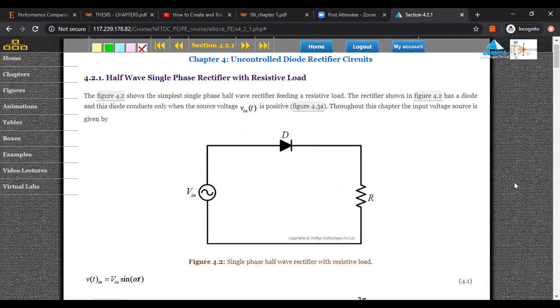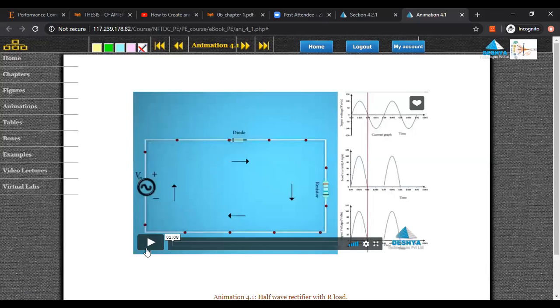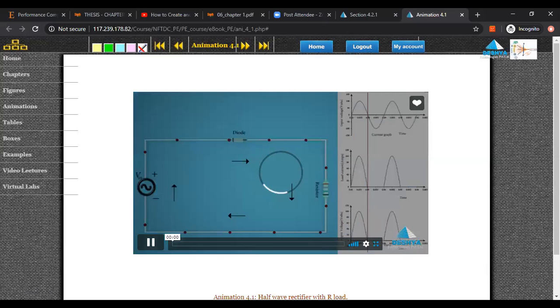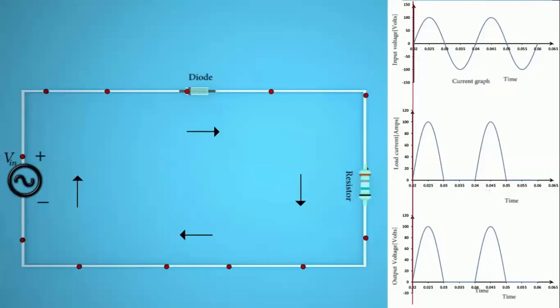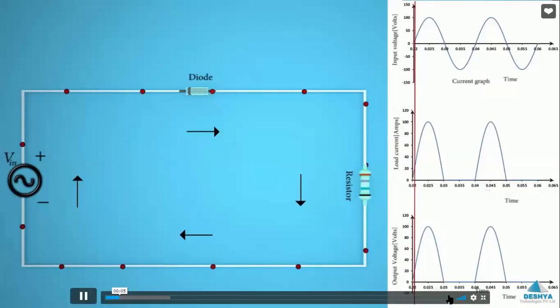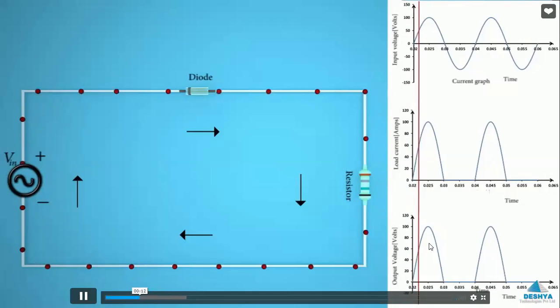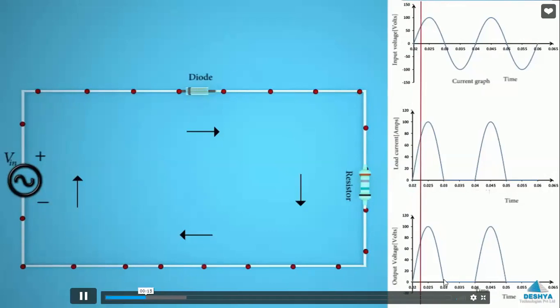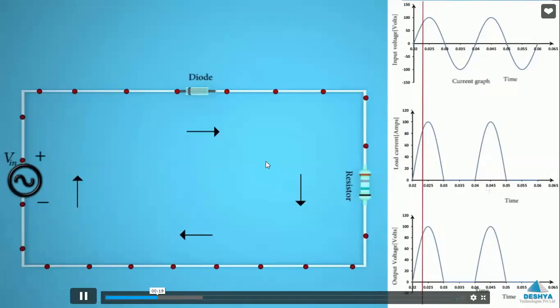We also have some animations to understand this in a shorter space of time. I think this will play for a while so that you understand the half-wave rectifier with our load. Okay, so this is where it is. It's the positive wave, so the diode conducts during this phase. This is the load current and this is the output voltage. So this is what's being shown here, right?